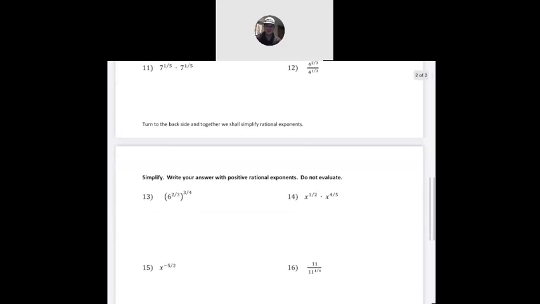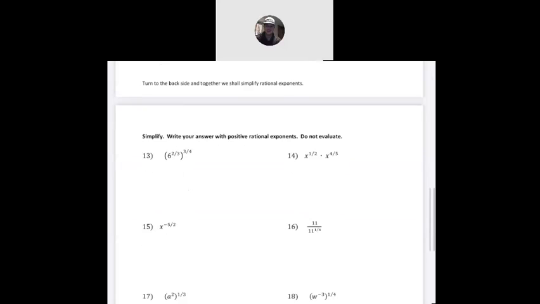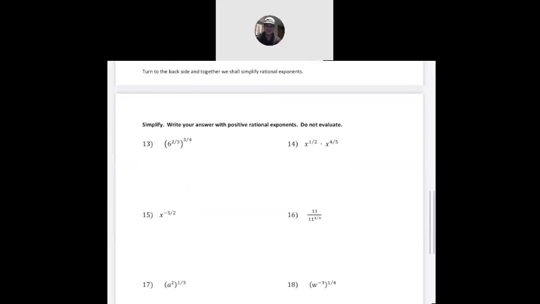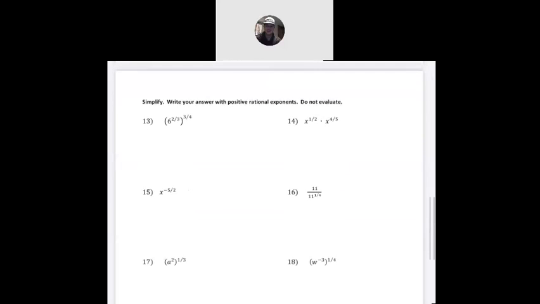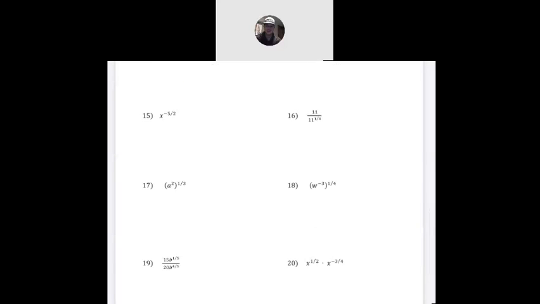13, we didn't talk about powers of powers yet. Again, chances are you might be able to do it. But 14, we did that. All right. 15, we did that one. Negative exponent. 16, no. 17, no. 18, no. 19, no. 20. Oh, there's a multiplication problem. I should be able to do that. So on 11 through 20, there's some that you guys should be able to do for sure. And then we'll talk about the other ones.